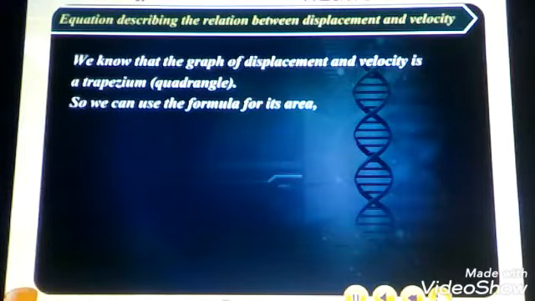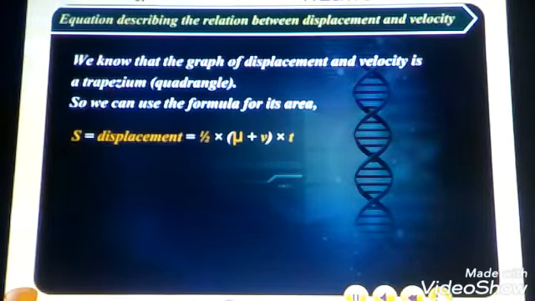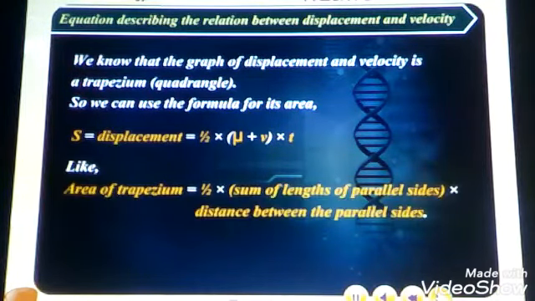We know that the graph of velocity and time is a trapezium, that is a quadrangle. So we can use the formula for its area, that is, s equals displacement equals half of (u plus v) into t. Therefore, the area of a trapezium is equal to half into the sum of the lengths of parallel sides into the distance between the parallel sides.